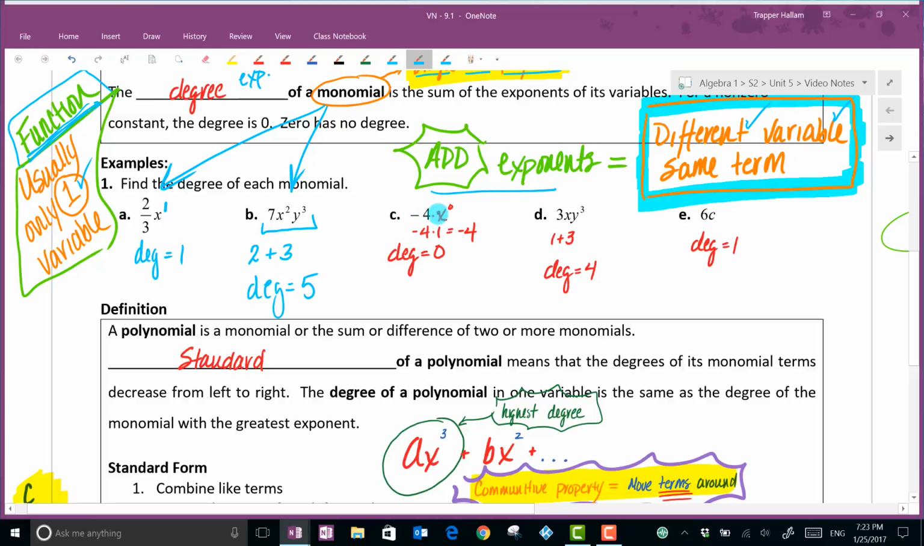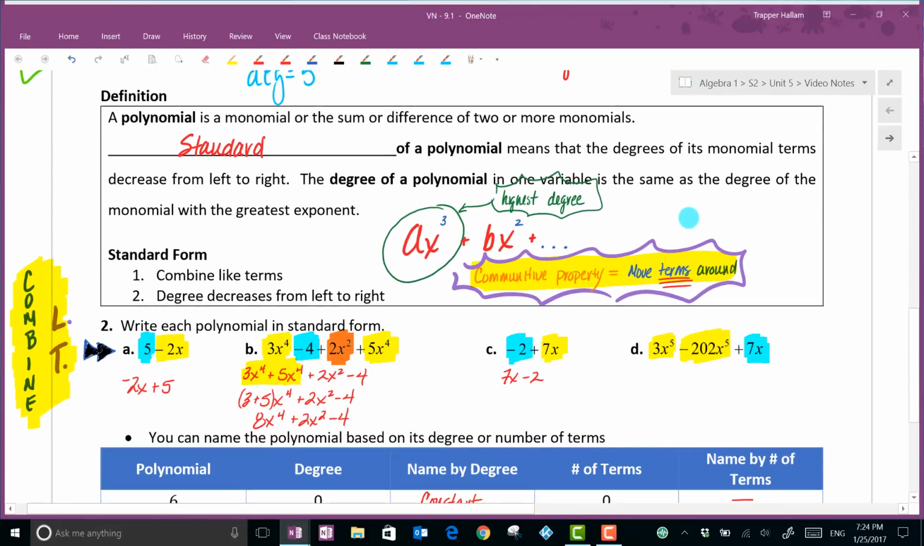And here's some other ones. Notice this is a constant, and since there is no variable, x to the 0 really means 1, right? Anything to the 0 power is 1, and if we take 1 and multiply by that 4, it's just that 4. So constants do have a variable, it's just to the 0 power. Don't let that trick you. All right, so make sure you check out those other two examples.